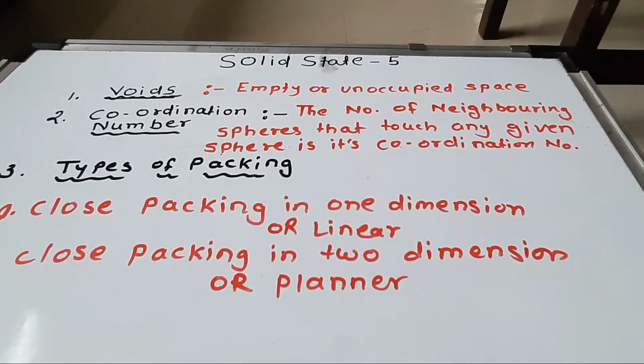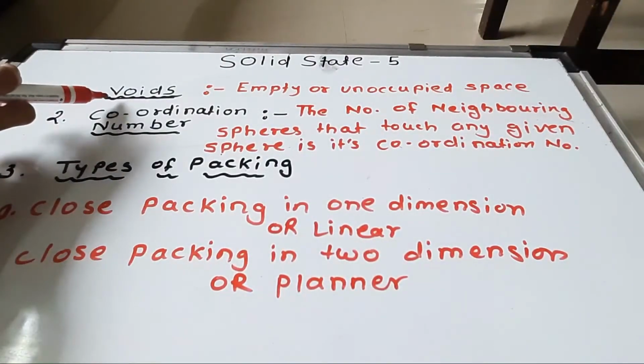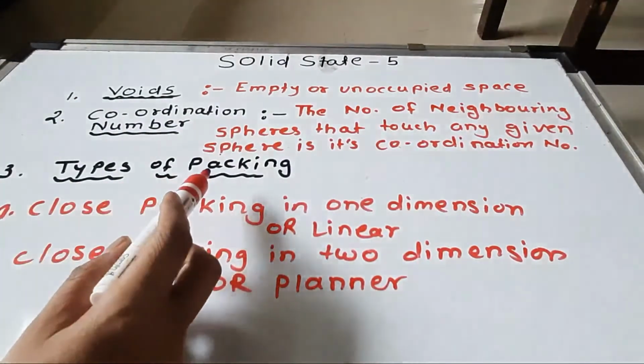In the previous video we had seen the types of unit cells, that is simple cubic cell, body centered cubic cell and face centered cubic cell, that is SCC, BCC and FCC, and we calculated the packing efficiency of each type of cell. Now in today's lecture I am going to teach you three topics. First one is voids, coordination number and types of packing.